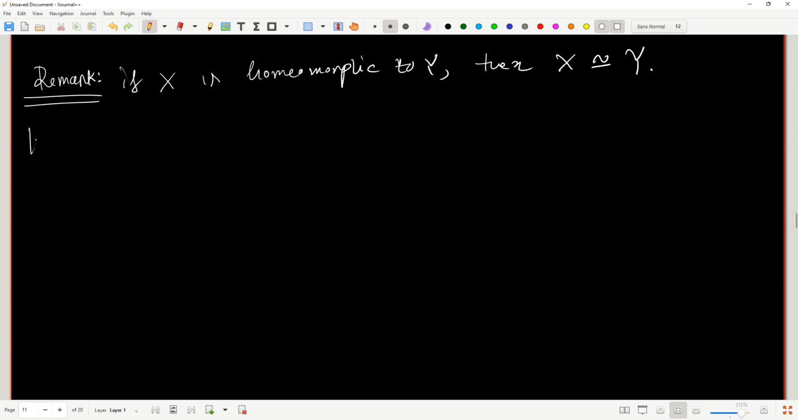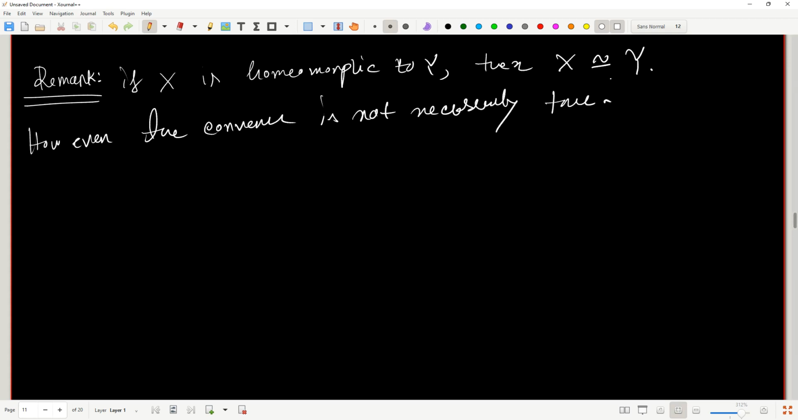However, the converse is not necessarily true. And the converse means that if X and Y are two topological spaces and they are of the same homotopy type, then it doesn't mean that they have to be homeomorphic to each other. Okay?